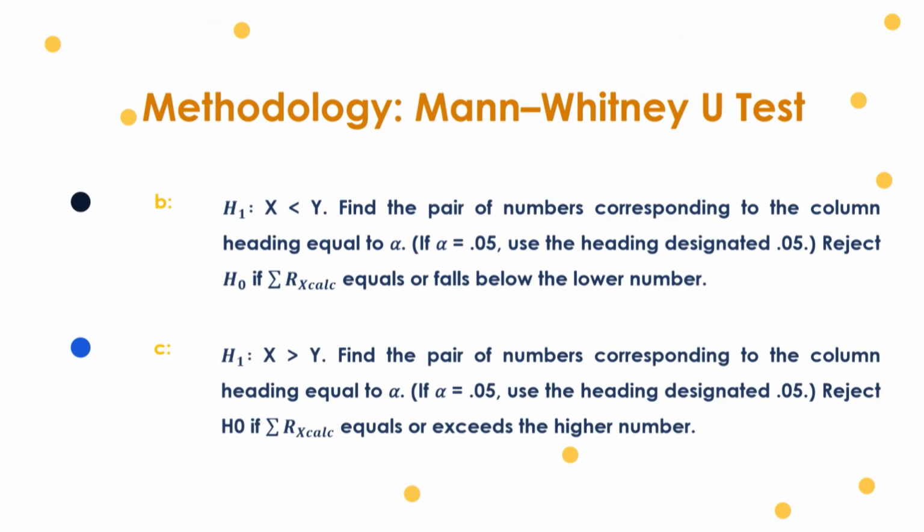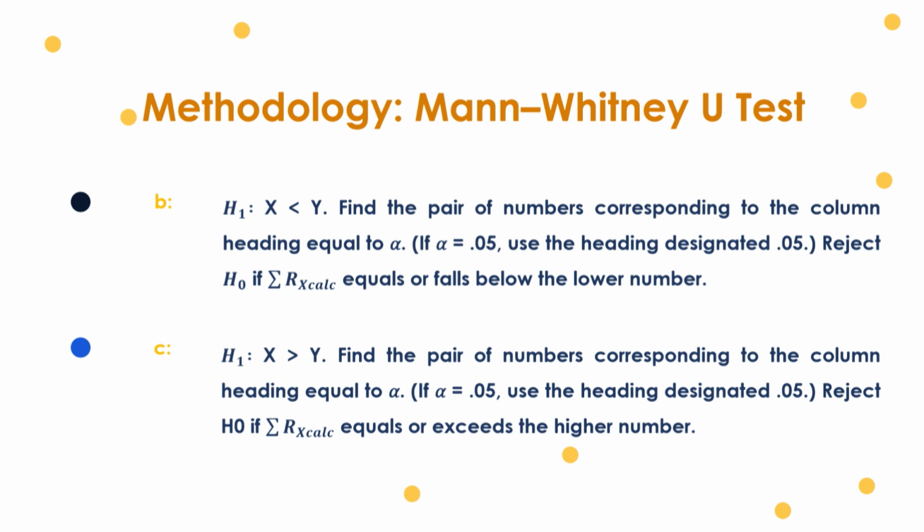Next, we have to check for x is less than y. We check the pair of numbers corresponding to the column heading equal to alpha. The same way we are going to do here, but in this case we are not going to divide by 2. This is single tail. The previous one is about 2 tails, so we divided by 2. The procedure is the same, with the only difference being the value 0.05.